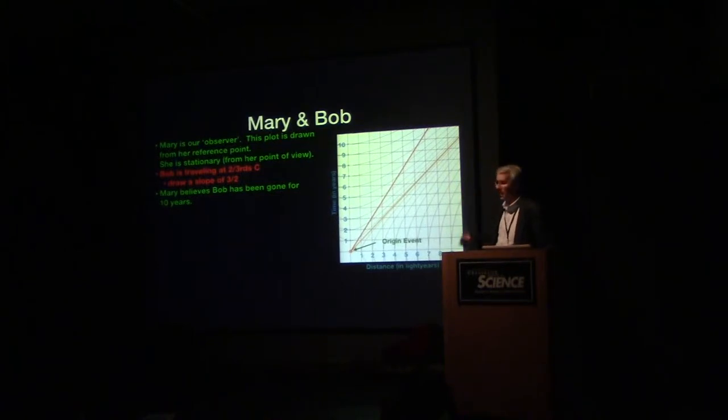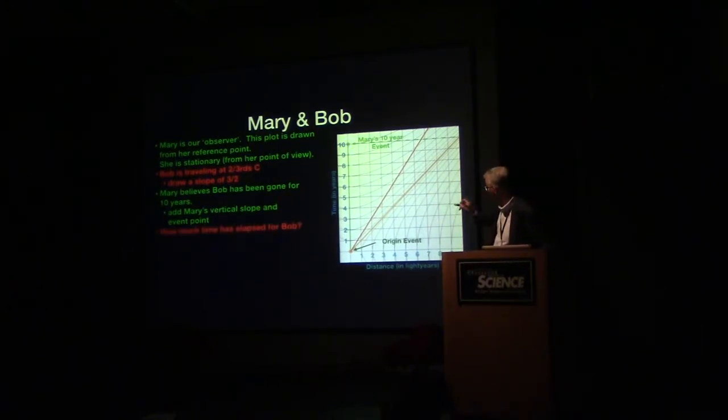Mary thinks Bob has gone for 10 years, okay? So this is Mary's point of reference here. So we'll add Mary's vertical slope, which is this green line. So Mary's not moving, right? So we do not move her through the distance, but we do move her through time. And after 10 years, Mary is now at this point in our space-time graph. So this is Mary's 10-year event, all right?